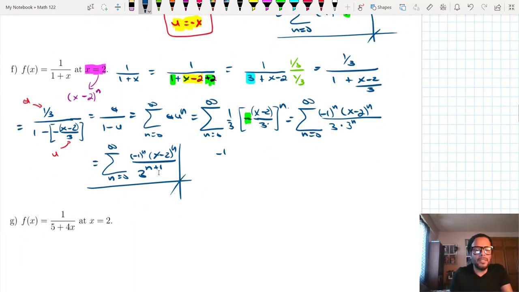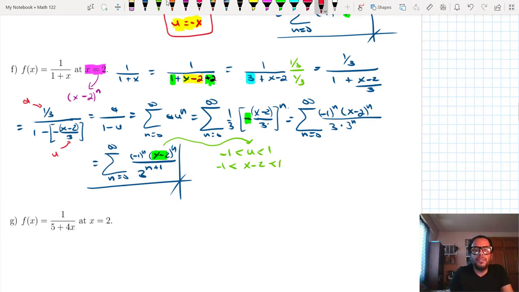So -1 less than u less than 1. What is u for us? For us, the u is this quantity there. So I'm going to set x minus 2 greater than -1 and less than 1.